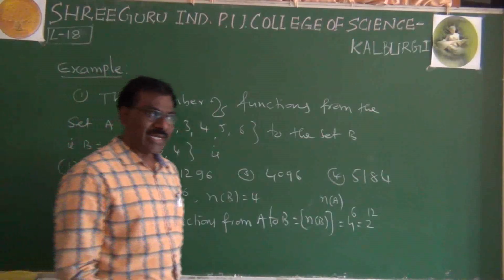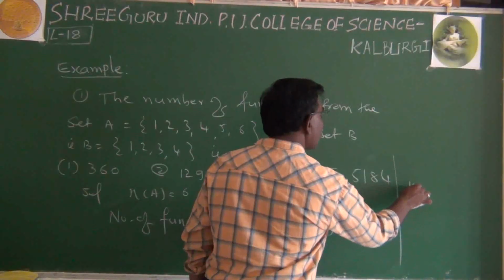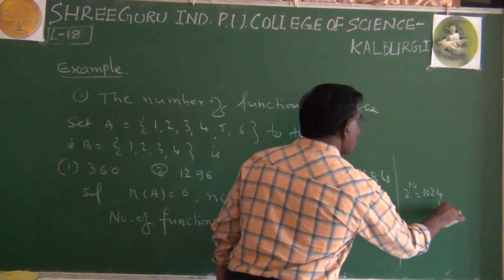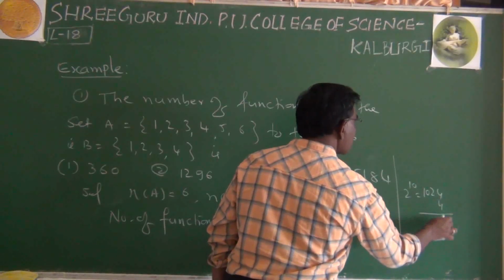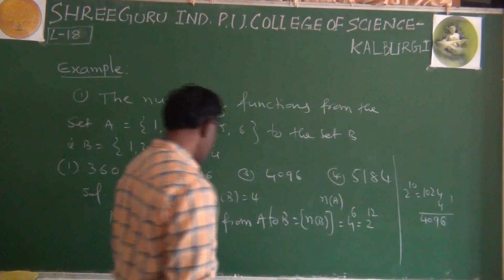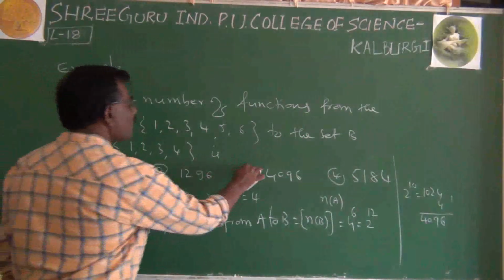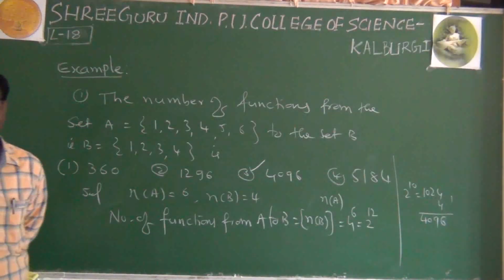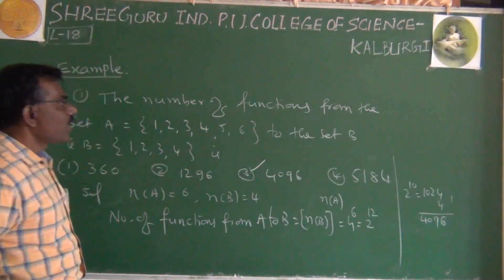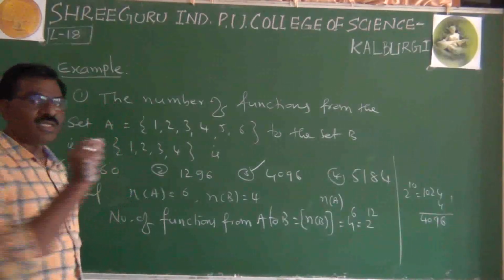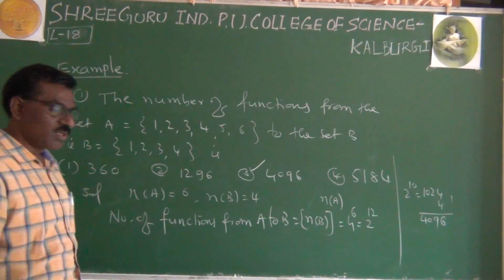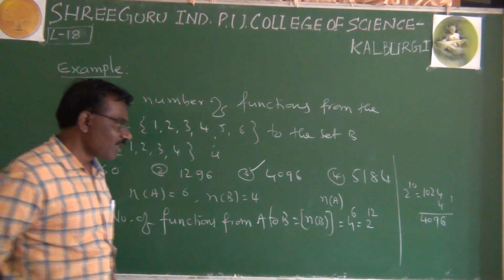You know 2 to the power 10 is 1024. So 1024 times 2 squared, 4. 4 times 4 is 16, 4 times 1024 is 4096. The option C is the third option. Just a multiple choice question I'm asking. Find the number of functions from set A to set B. So option 4096 is the answer.